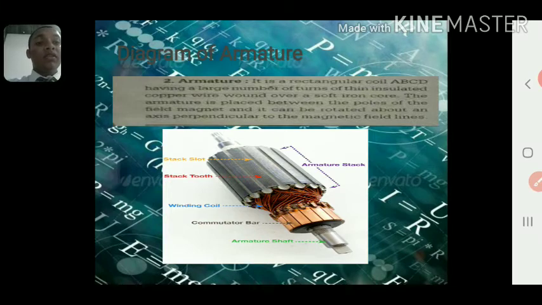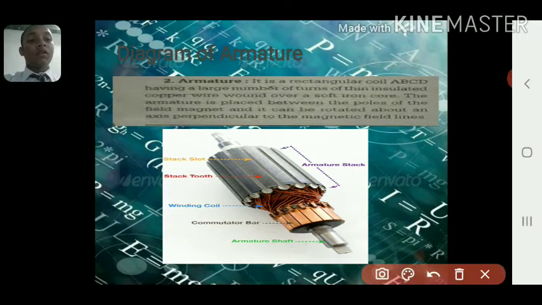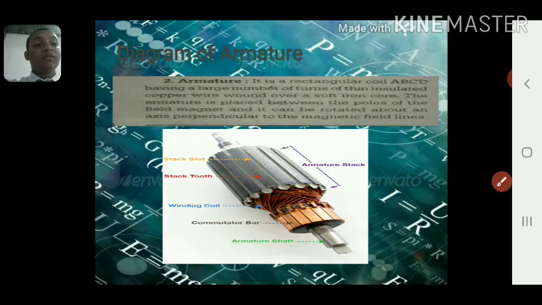Here it is a real motor in which the armature and many other parts of the motor are mentioned. Here it is an armature, here it is an armature stack. It is mentioned here so we can understand everything better. Here is a commutator bar, armature shaft. The parts of the motor are mentioned here.